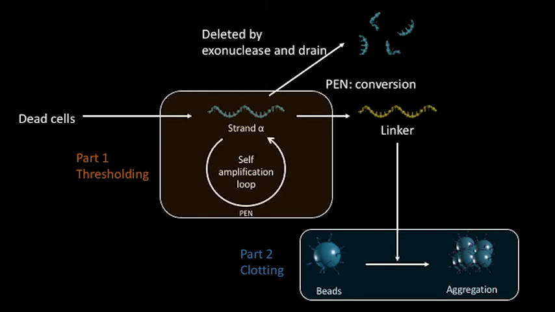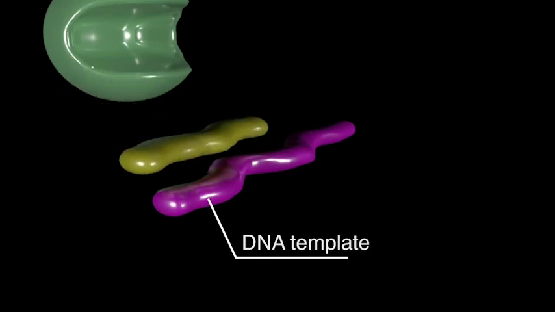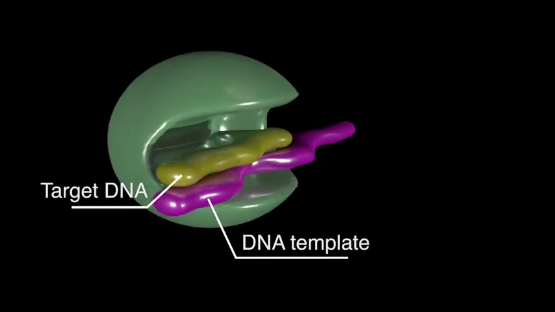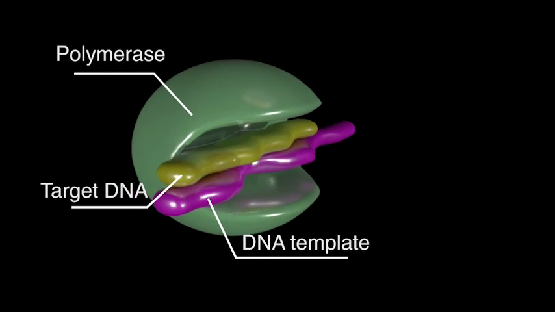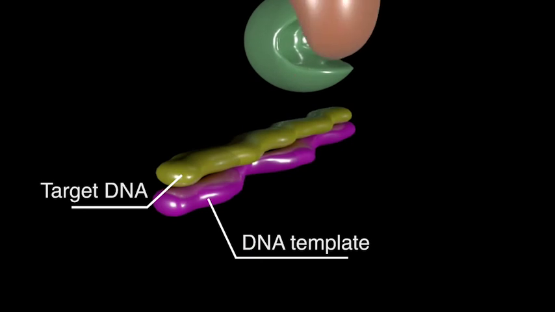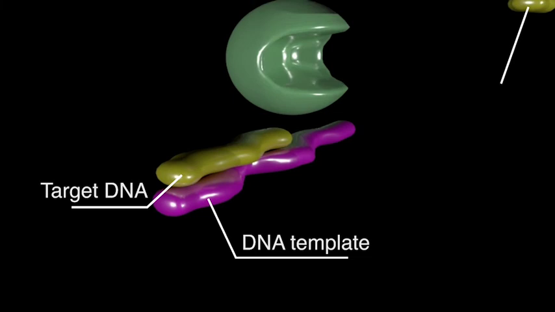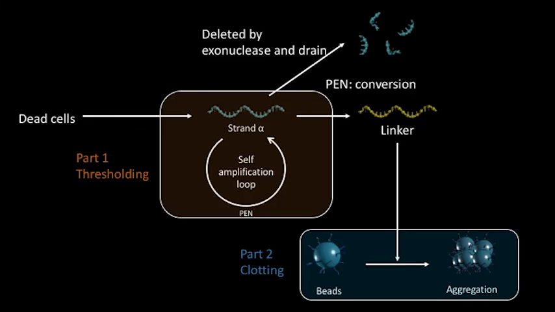BIOMOD consists of two parts. First part is the thresholding with PEN-DNA toolbox, and second is the clot formation using swarm robots. In our system, we prepare template DNA for amplification and three types of enzymes. When the input DNA from dead cells is present, it will hybridize to the complementary template DNA. After hybridization, the signal DNA is elongated by polymerase and followed by nickase cut on a specific recognition site of the elongated strand. This is repeated over time, amplifying the concentration of signal DNA.